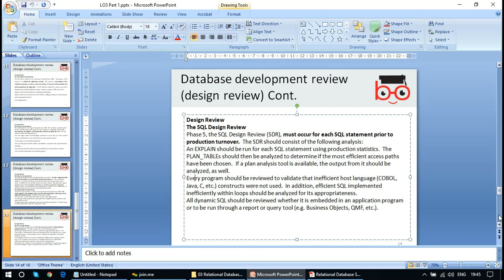It really depends on which tools are given, like explain plan tables, and these tools may be used.